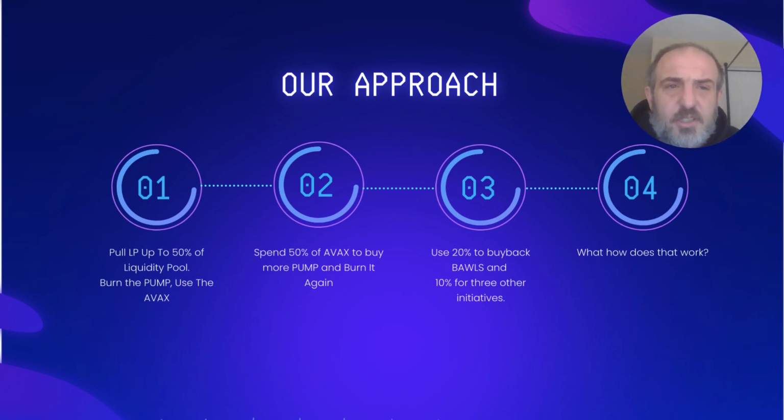We may change these numbers as we go. For instance, at the end, I'm going to explain why I might need to change those numbers to where it goes to 70% of the AVAX is spent on pump and 20% on balls and 10% on one other initiative. But how does this all work? How do you actually calculate what it's going to do? I'm going to explain that next.